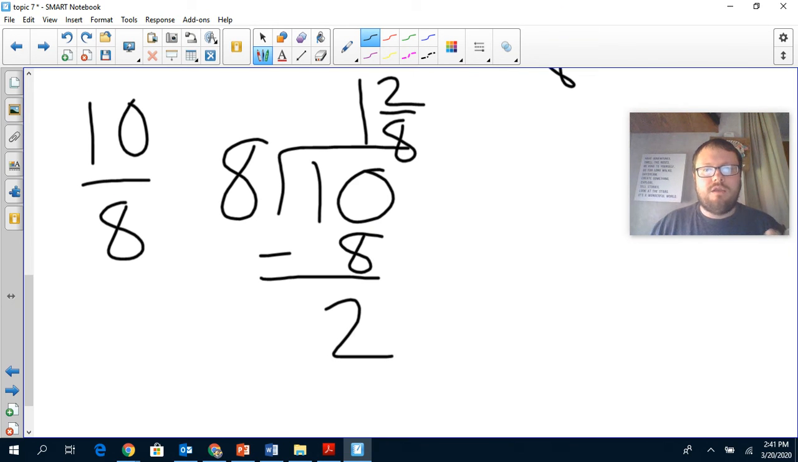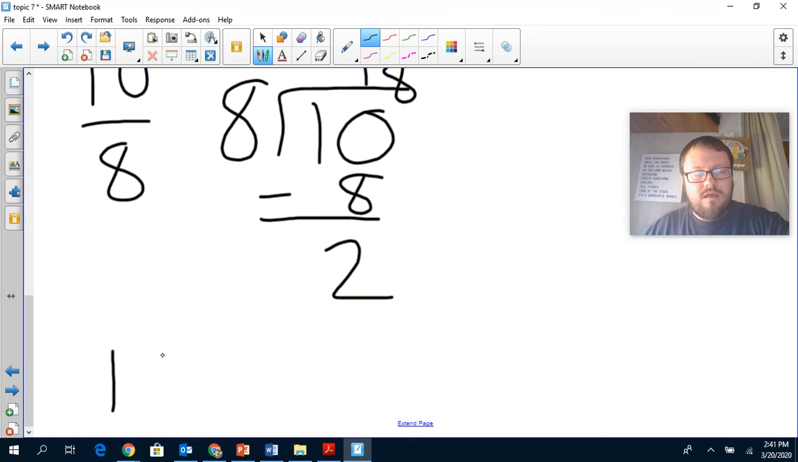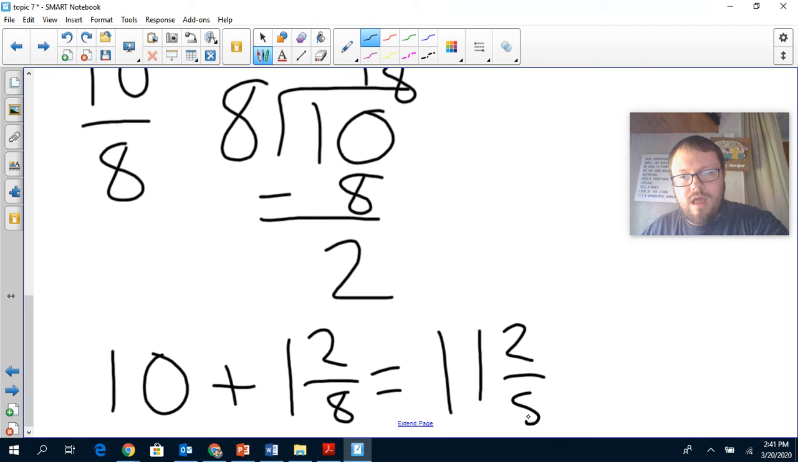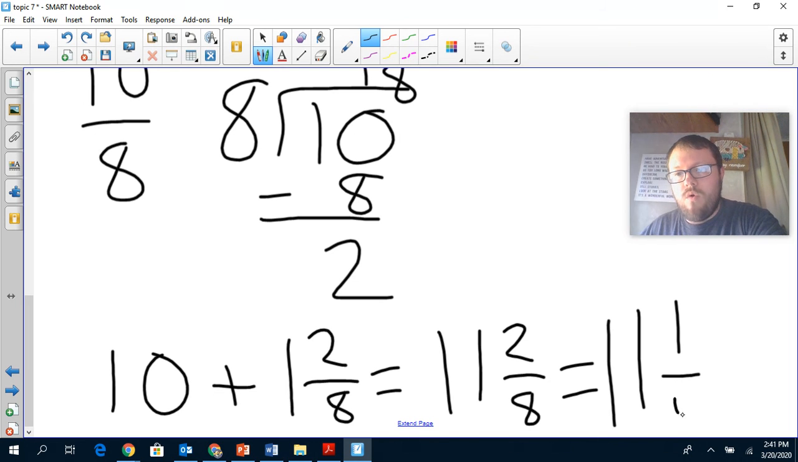So 1 and 2/8. So now I've got 10 plus 1 and 2/8. That is 11 and 2/8. And 2/8 is equivalent to what benchmark fraction? That's right, 1/4. So it's also equal to 11 and 1/4. I hope that helps.